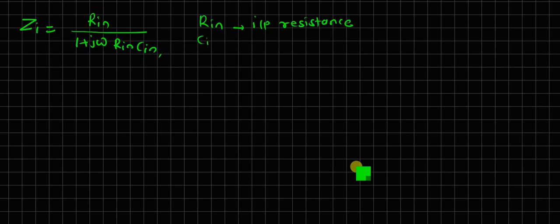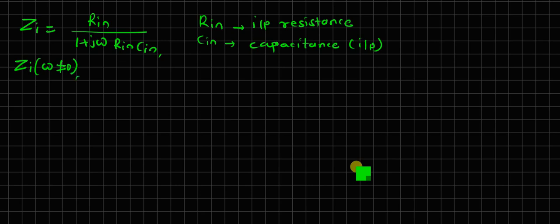Now, what is the C in? C in is the input capacitance. And what is omega? Here, for Zi we are talking about omega not equal to 0. So this is the input impedance.